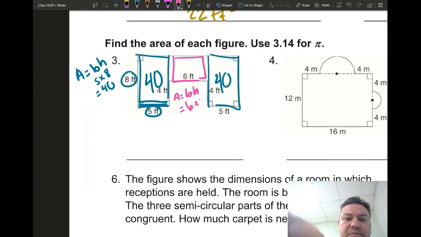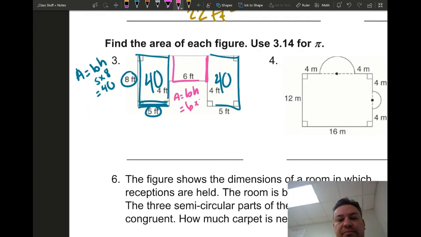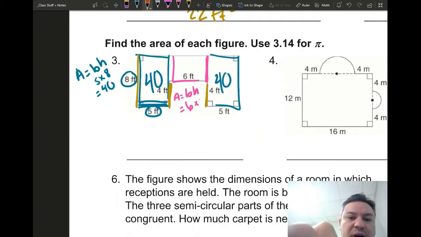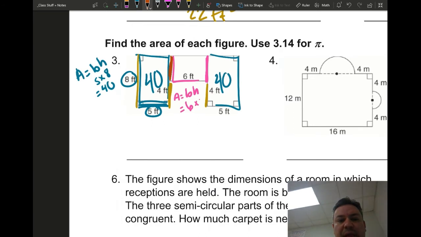I need to know how tall this right there is. Is there any way I can find how tall that is? Because I know this is 4, this is 4, and this whole wall is 8. So I'm looking for this spot right there. How can I find that? How can I find it?